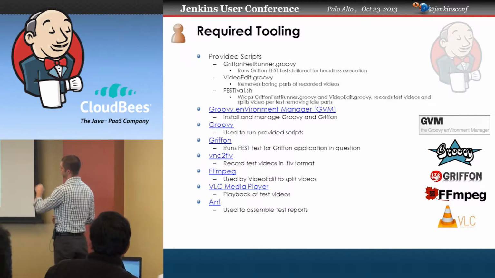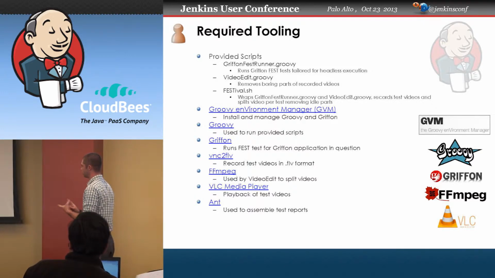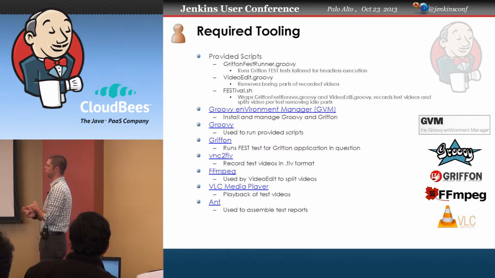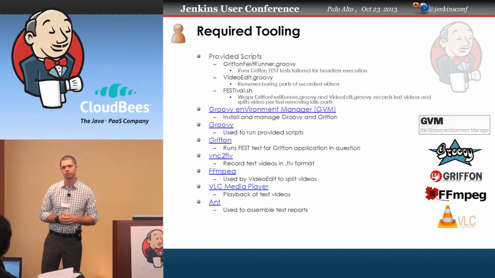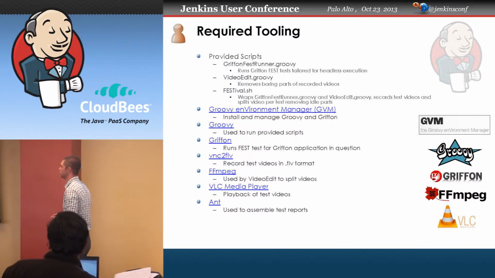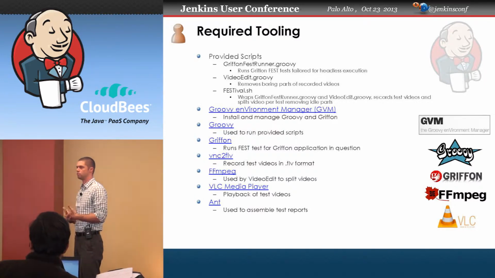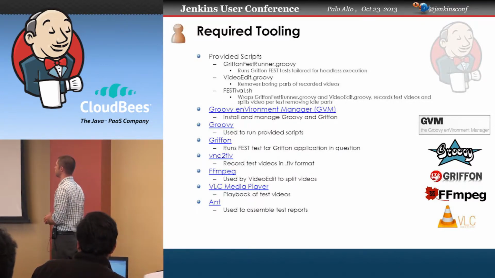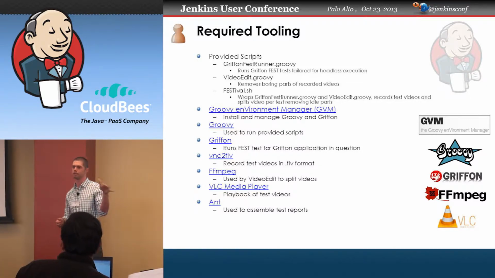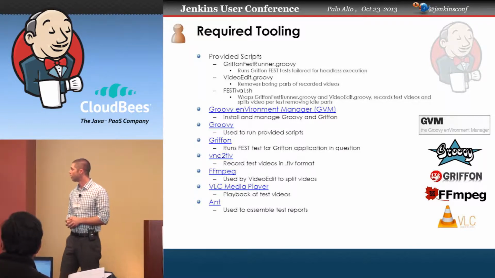But below that you see all of the different tooling. So Groovy and Griffin, obviously required. If you're interested in maintaining multiple versions of Groovy, multiple versions of Griffin, Grails, Gradle, any of those things, there's a tool called GVM, which is a Groovy Environment Manager. We find that to be pretty useful. Basically it allows you to maintain multiple versions of any one of those great technology frameworks on a machine and switch back and forth, set defaults, things like that. So that works out pretty good for configuring your slaves.